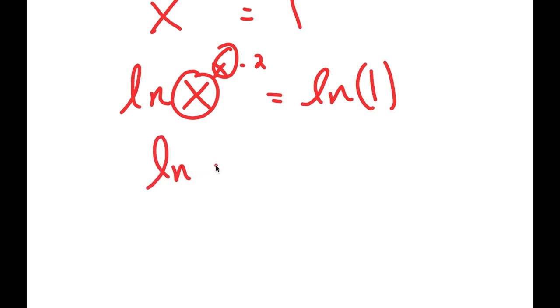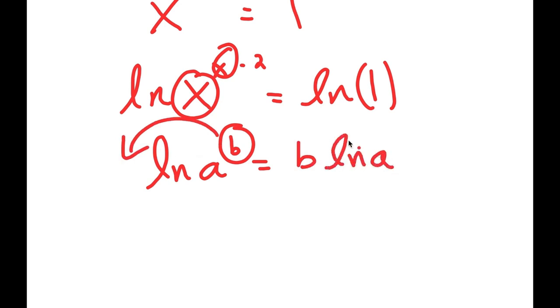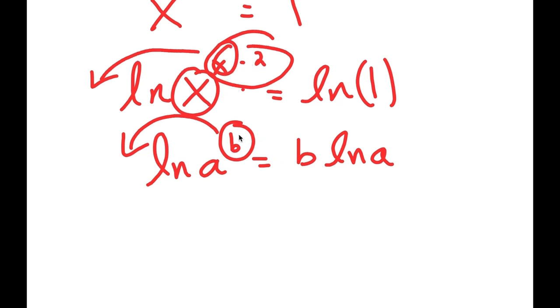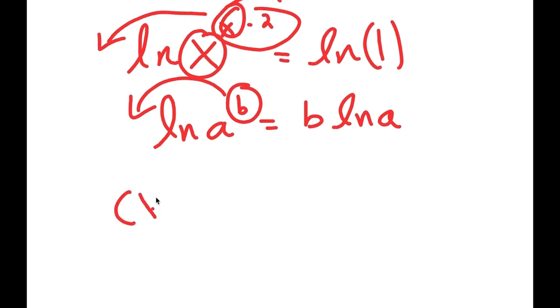And if I have something in the form ln a to the power of b, I can move b to the front. So this is going to equal b times ln a. So over here, I have ln x to the power of x minus 2, and I can move x minus 2 to the front. So then x becomes a normal term, which makes it much easier for us to solve for the value of x. So if I move x minus 2 to the front, I get x minus 2 times ln x is equal to ln 1.